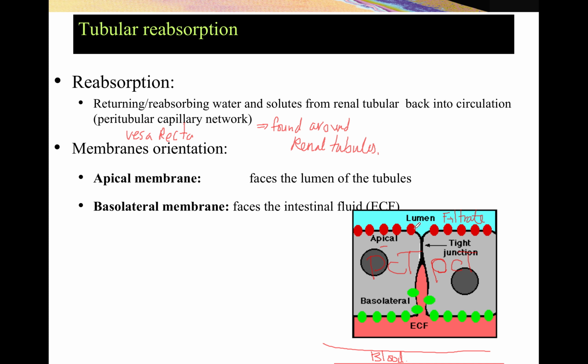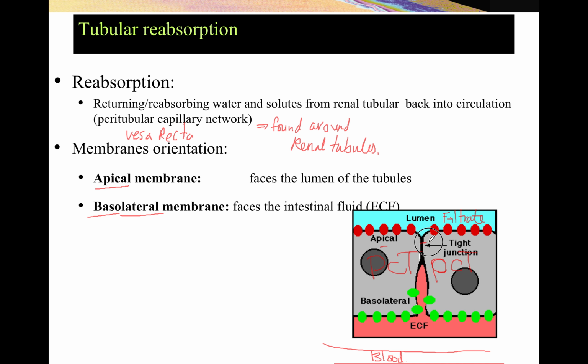Now, on this side, which is facing the lumen, is the surface or the membrane that is referred to as the apical membrane, which we learned about earlier. And at the base of the cell and on the sides of it, we have a membrane referred to as basolateral. Baso, base part, lateral on the side. So basolateral, base and lateral side of the cell.